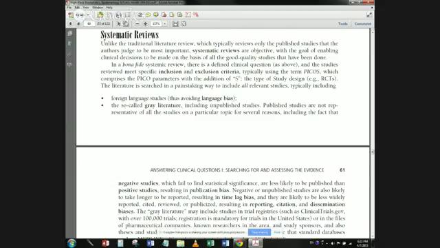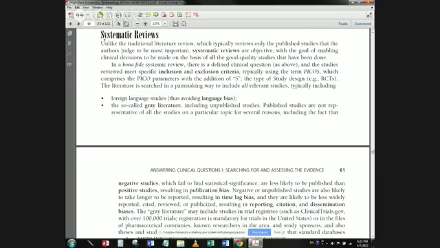In a bona fide systematic review, there is a defined clinical question as above, and the studies reviewed meet specific inclusion and exclusion criteria, typically using the term PICOS, which comprises the PICO parameters with the addition of S, the type of study design. The literature is searched in a painstaking way to include all relevant studies, typically including foreign language studies, thus avoiding language bias, and the so-called gray literature, including unpublished studies.